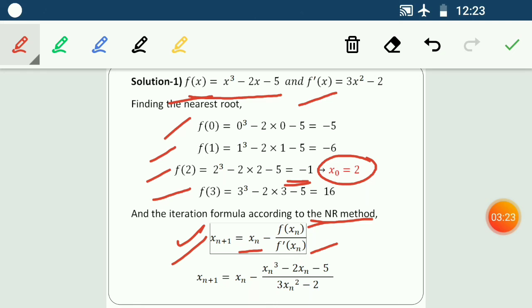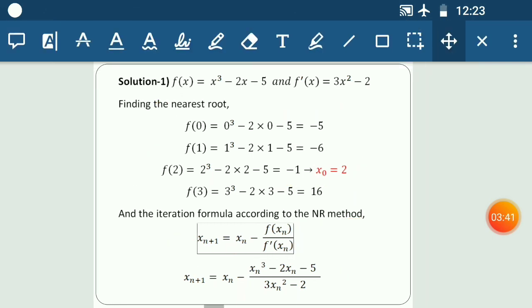So simple, we have differentiated this equation and we got 3x square minus 2. Okay, simple derivation of this equation. So now we can keep the equation like this by keeping the value of f of x and f dash of x. Okay, so further solution will be like this.